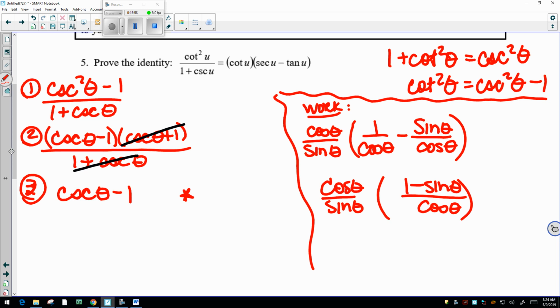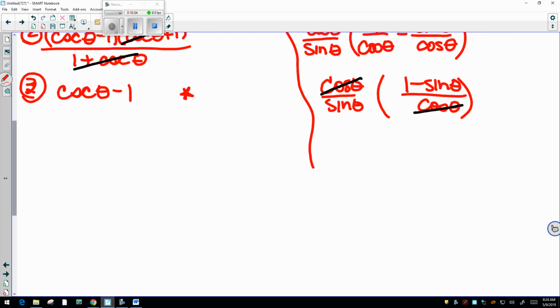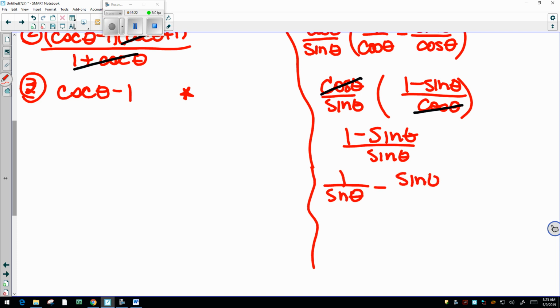Okay, so that's kind of cool because, again, I can see that these are going to drop. And now I have in my numerator 1 minus sine, and in the denominator, sine. So I can split this up into 2 separate fractions. Again, you have to remember your fraction properties. As long as I have common denominators, I can write 2 separate fractions. So 1 over sine theta minus sine theta over sine theta. This is an equivalent expression to what we have up here.